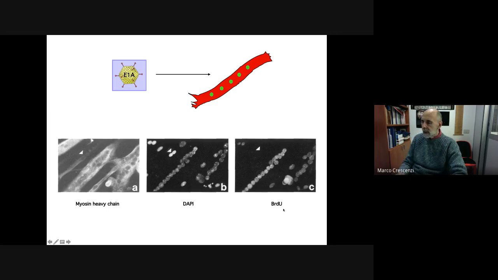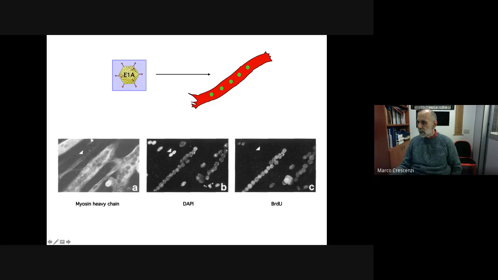Now, BUDR, bromodeoxyuridine, is a molecule similar to thymidine, which gets incorporated into newly synthesized DNA instead of thymidine, if of course you add BUDR to the culture medium. So being positive for BUDR shows that you have recently synthesized DNA. And as you can see, the myotubes infected with adenovirus and expressing E1A indeed re-enter the cell cycle, synthesize DNA.